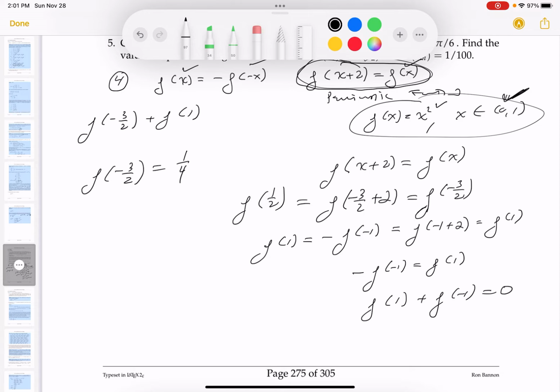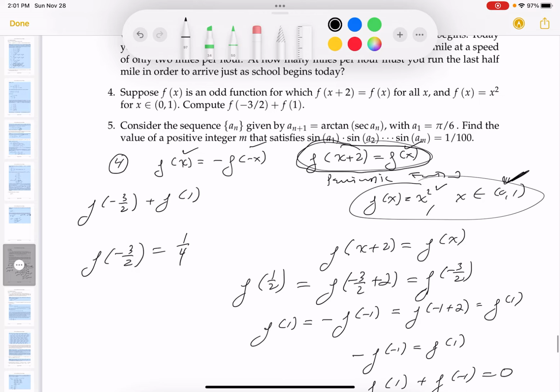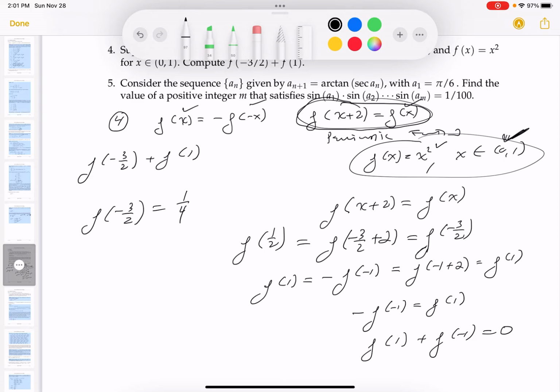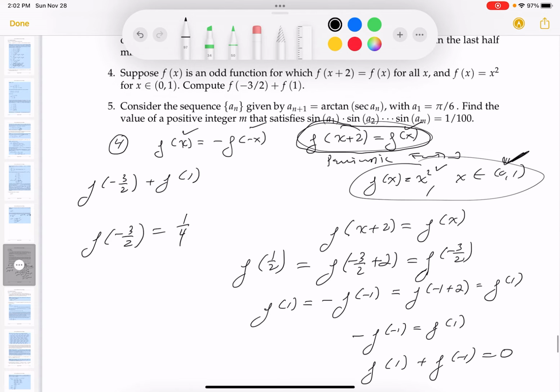Well, if those two things are equal, they'd both have to be 0. Did I make a mistake there? I gotta go back and think. Suppose f of x is an odd function, and f of minus 1 plus f of 1. I gotta be careful here, don't I? I gotta be careful.